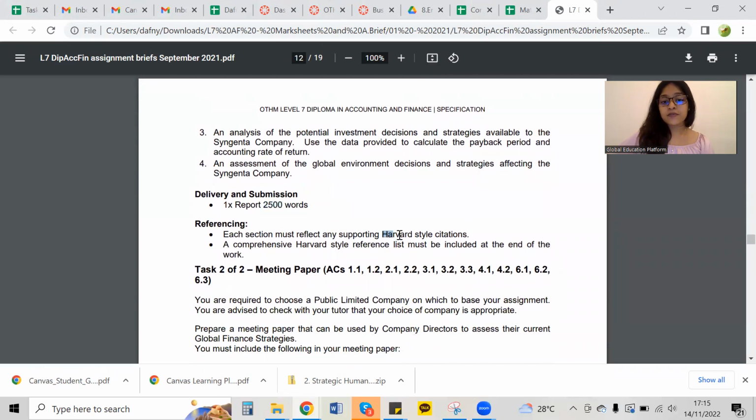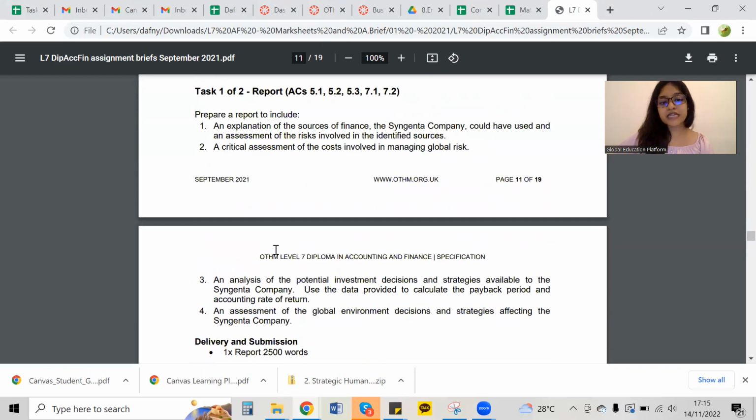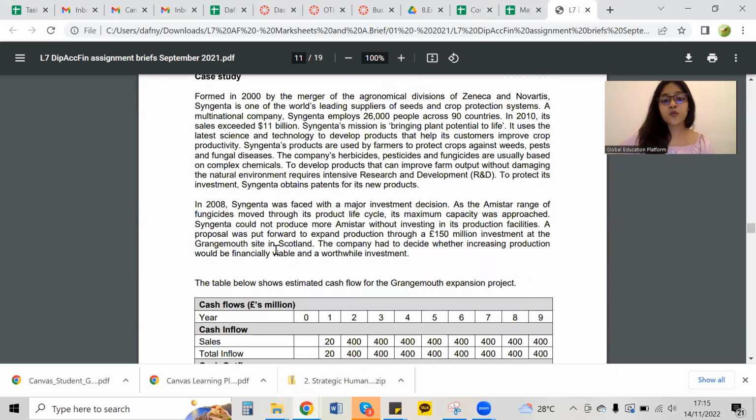And one of the main important things is the referencing style that the awarding body uses. So here they go with Harvard style. So your citations and your in-text references should follow the Harvard style of referencing. Okay. So that is completely about your task 1.